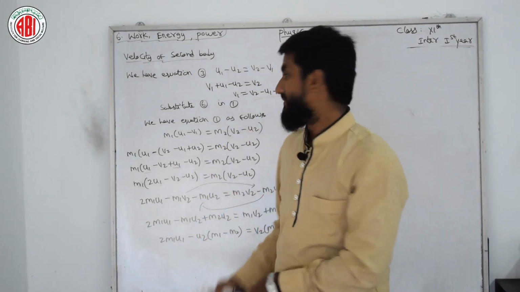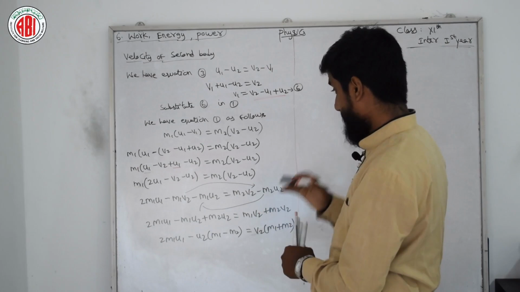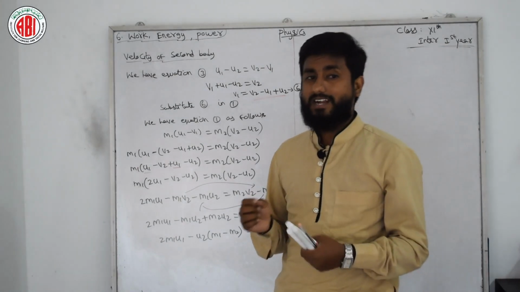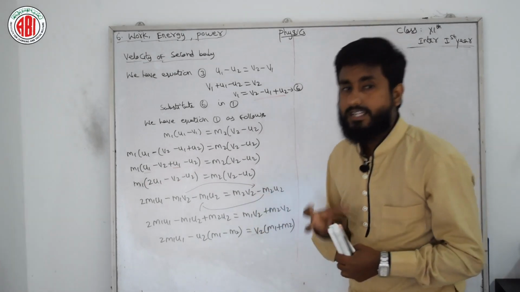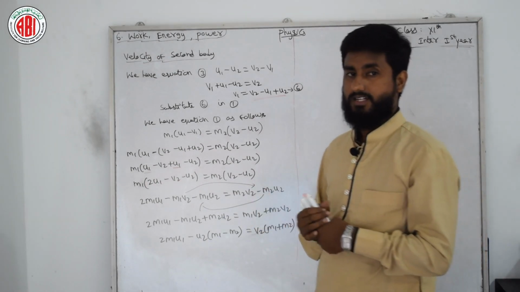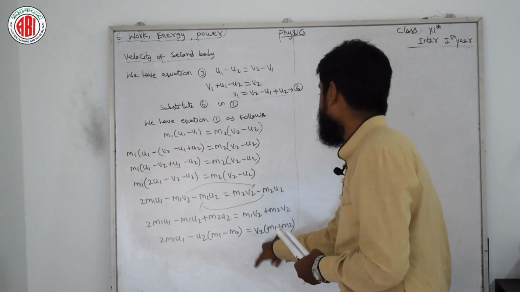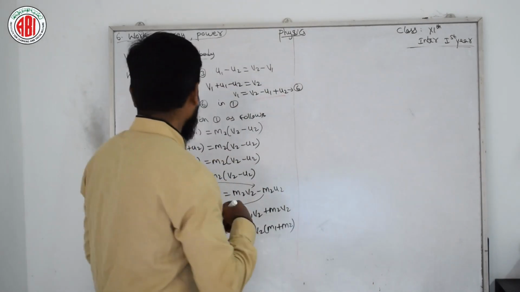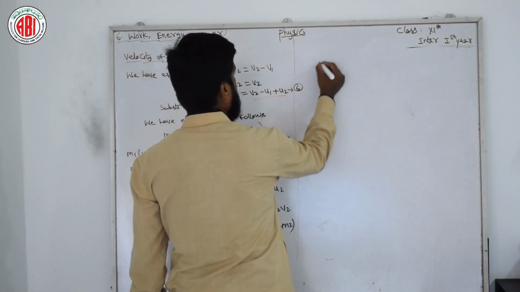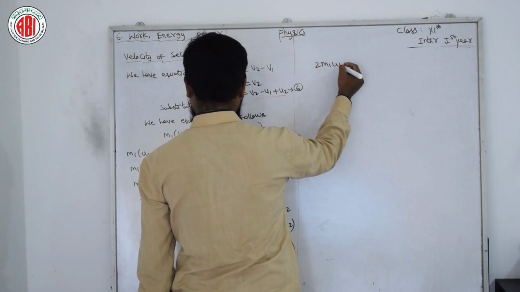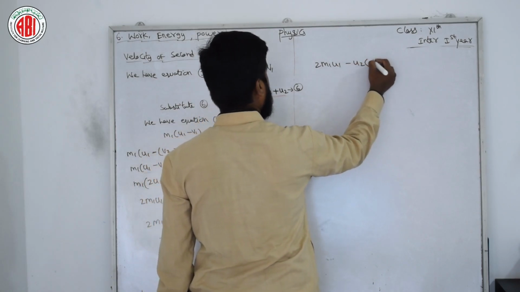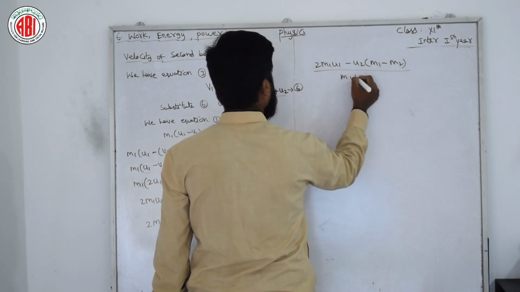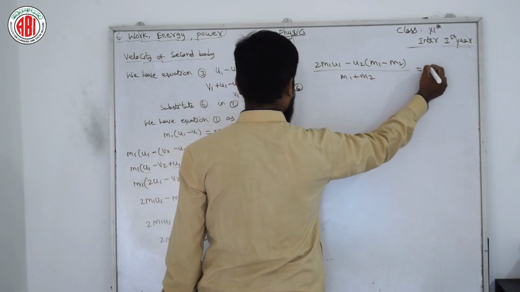Okay, now continue. Now here make sure to be careful while doing this step, and you need to practice more than one time for getting the correct and perfect answer. Now I am just sending this m1 plus m2 to the left hand side as denominator. So what I got, you can see here: 2 m1 u1 minus u2 m1 minus m2 by m1 plus m2 is equal to v2.